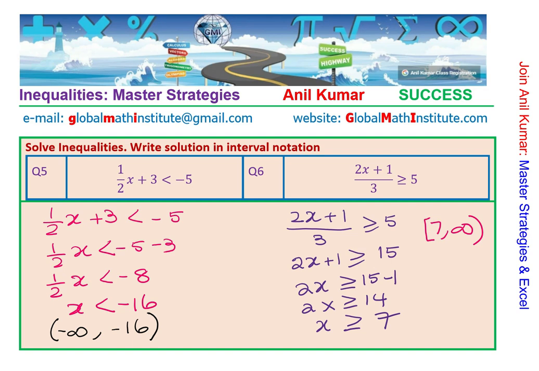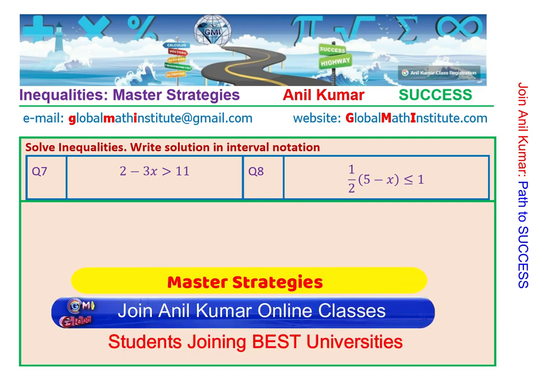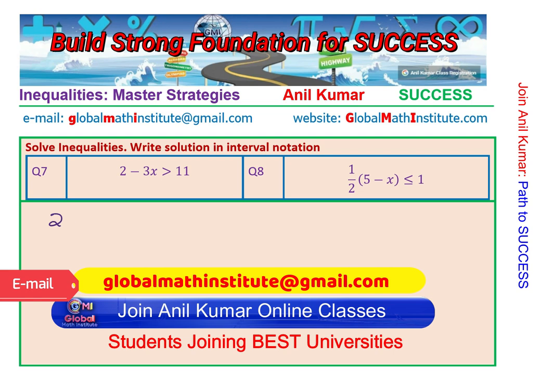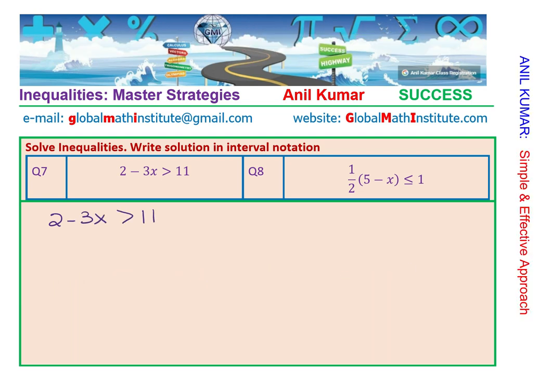Perfect. Now let's move on and take question number 7 and 8. Now at this stage, since you have learned all the technique, you can use these two examples as your practice test questions. We have 2 minus 3x greater than 11. Well, this is slightly tricky. So we have this question as 2 minus 3x is greater than 11. So we can take away 2. So we get minus 3x is greater than 11 minus 2, or minus 3x is greater than 9, right?